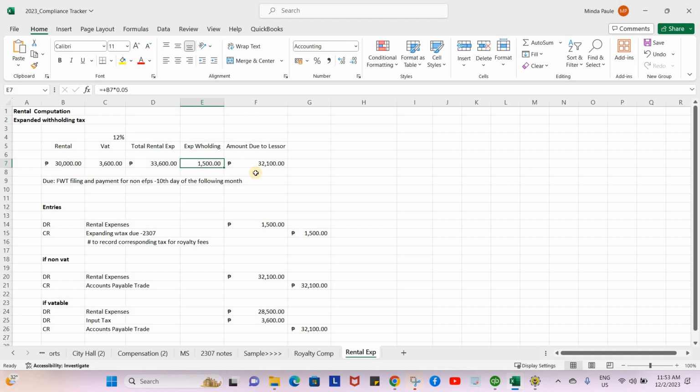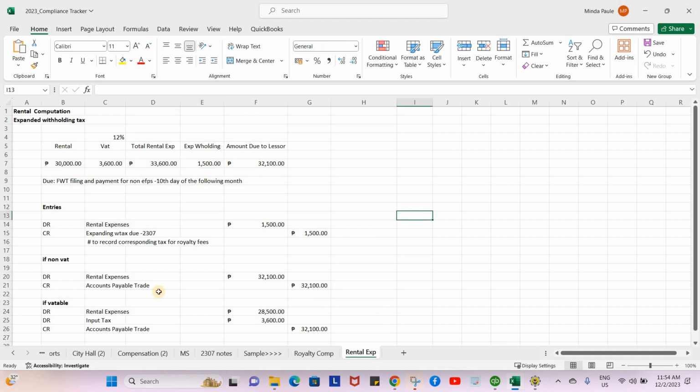So yun expanded withholding mo. So, ang total talagang amount due kay lessor is only 32,100. The difference ng 33,600 and 32,100, which is 1,500, ito yung babayaran mo kay BIR.